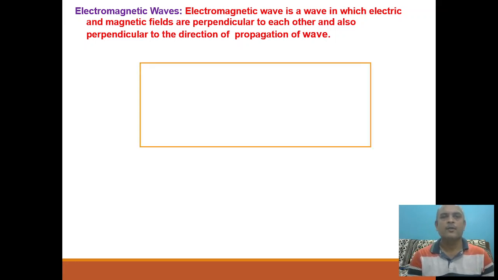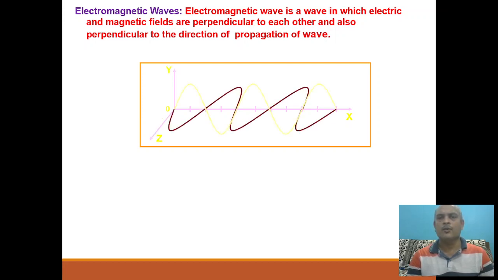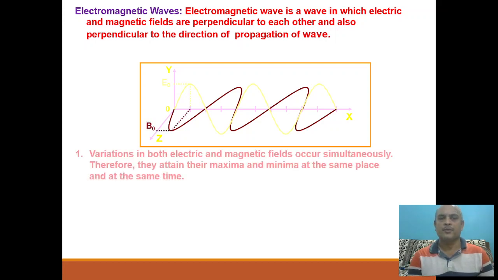So we can show this with the help of a diagram also. It is a 3D diagram. There are two components, electric and magnetic, and perpendicular to both, in the third axis, the EM wave will be produced. Now we will discuss the properties of EM waves.